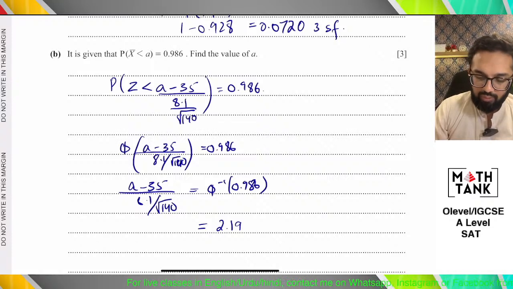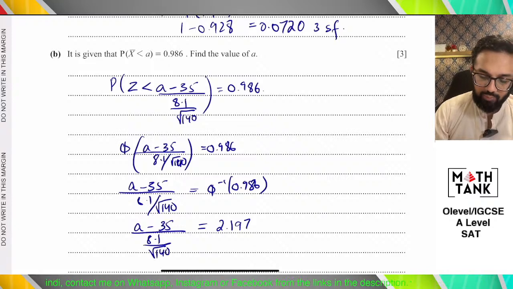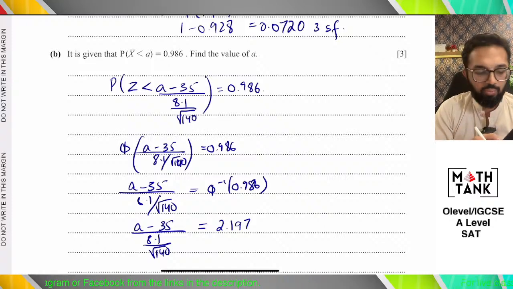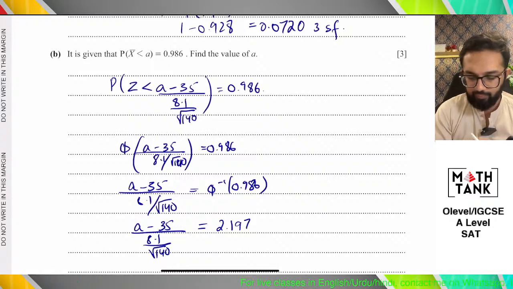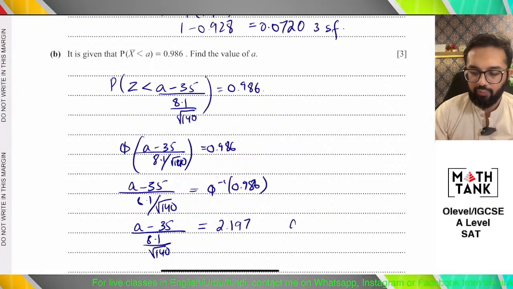2.197. I think if you use your calculator, you might end up with 2.198. I'm not absolutely sure, but that's what I think would happen, because there are two numbers that give you this thing from the table. 36.5.